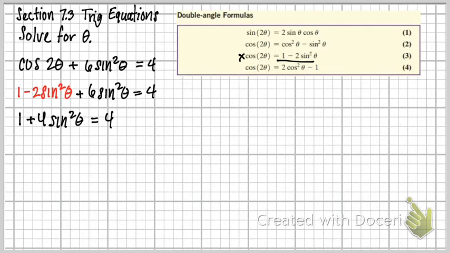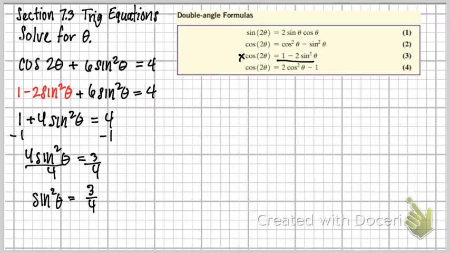One thing I notice here is that I can move that 1 over. So subtract 1, subtract 1. Then I get 4 sine squared theta equals 3. Divide by 4, divide by 4. So I get sine squared theta equals 3/4. Then I have to square root both sides.